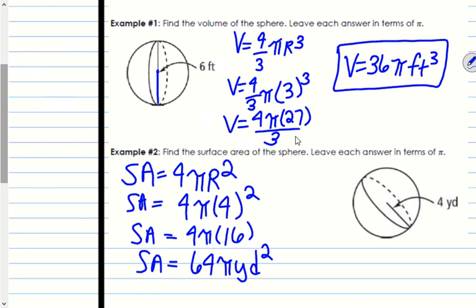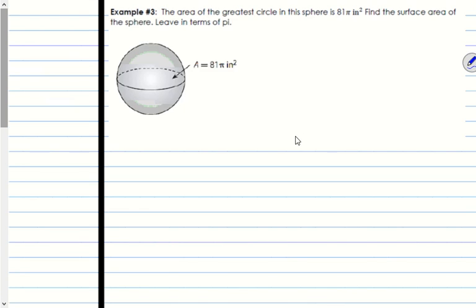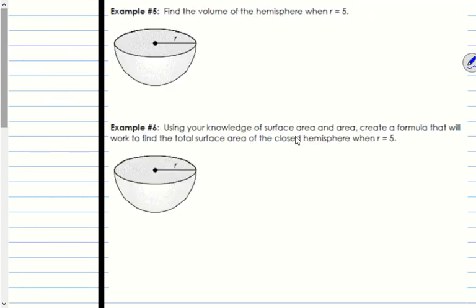We're going to go ahead and skip, so make sure you are skipping along. Examples 3, 4, and the try it, and we're going to go on to example 5. It says find the volume of the hemisphere when the radius equals 5. Okay? So the volume formula for a whole sphere is 4/3 pi r cubed. But we're not finding the volume of the whole entire sphere. We're finding the volume for half of it. So we're also going to need to multiply it by 1/2 as well.